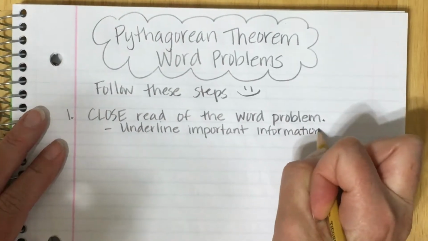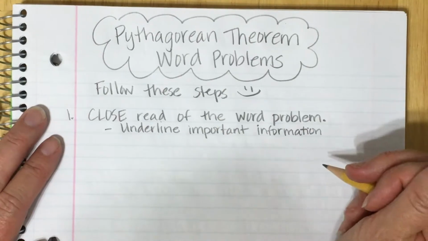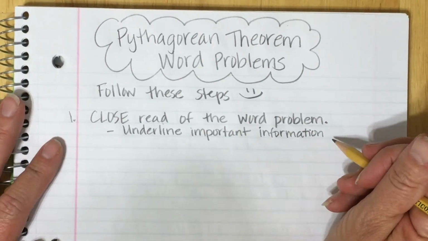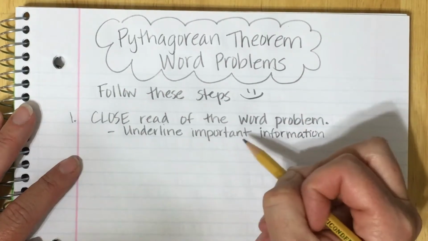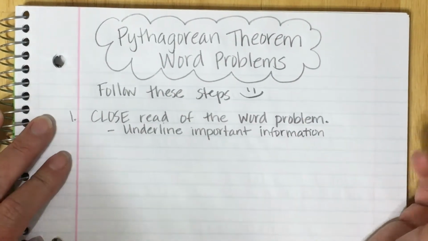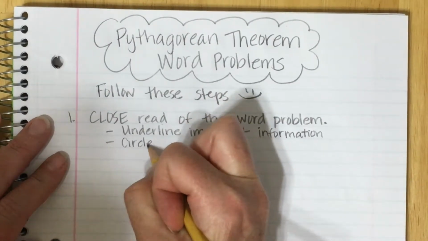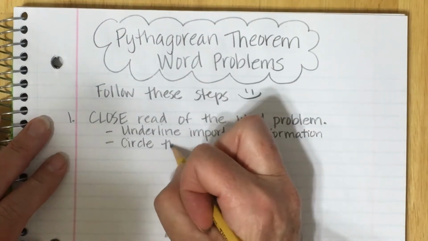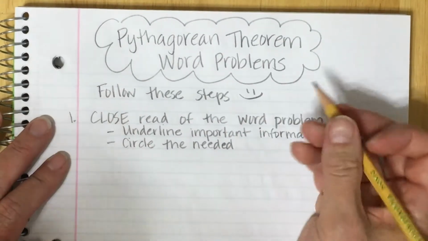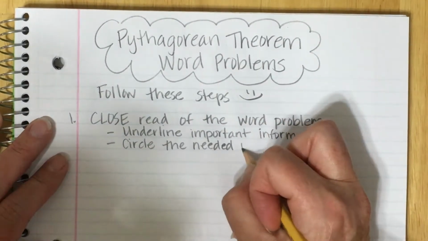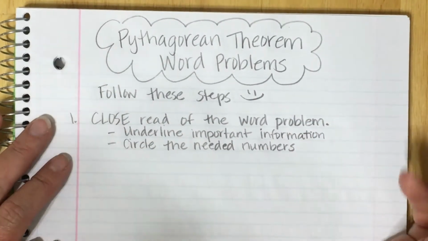In word problems, there's a lot more information than just the numbers. So many times we just pull the numbers and do something with them, but really it's the words that help us see what's going on in the problem. So underline important information. Then you do want to pay attention to the numbers. Go ahead and circle the needed numbers. Now you have to be careful. Some word problems will try to trick you and give you extra numbers that you don't need. So always make sure it's numbers that are going to help you solve the problem.